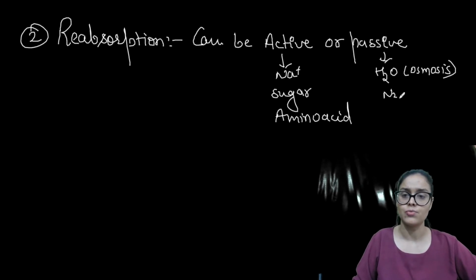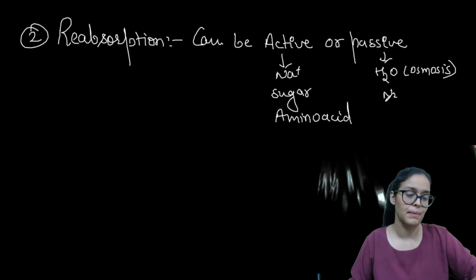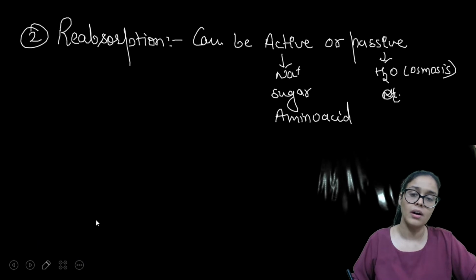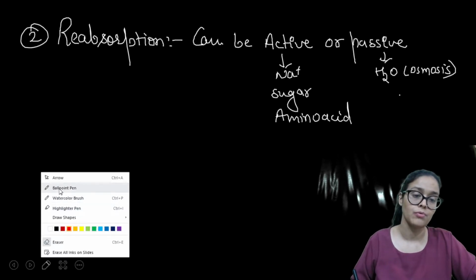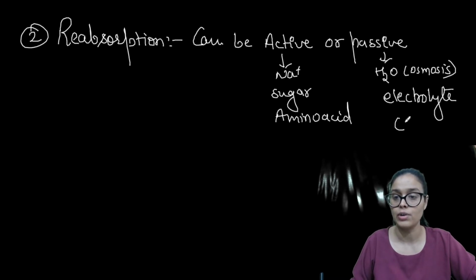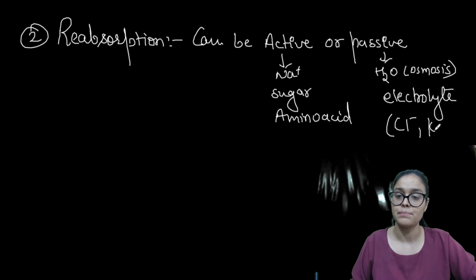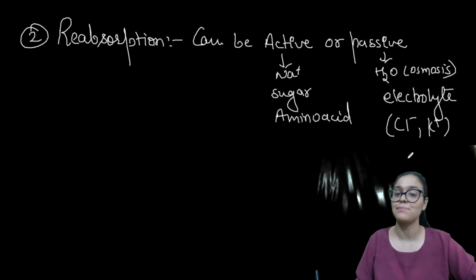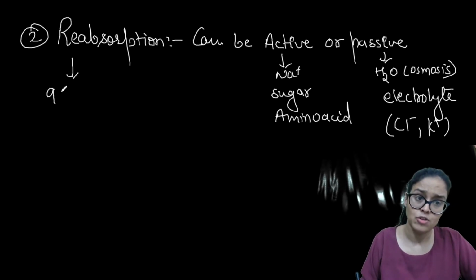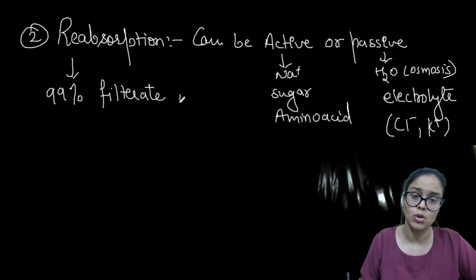So obviously nitrogenous waste also. This is something which you have to remember will be passive, like other electrolytes. Nitrogenous waste will be secreted. So electrolytes also will be reabsorbed. Some electrolytes like chloride ion, or potassium ion and all, will be reabsorbed back into the blood with the help of passive transport, right? So that you have to remember, it does not require energy. And I have told you 99% of the glomerular filtrate will be reabsorbed. As simple as that.